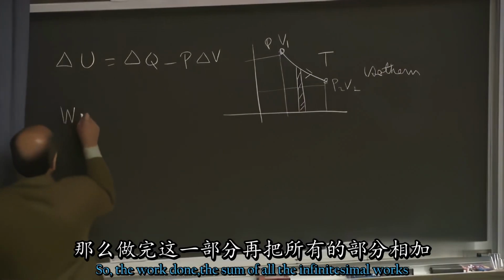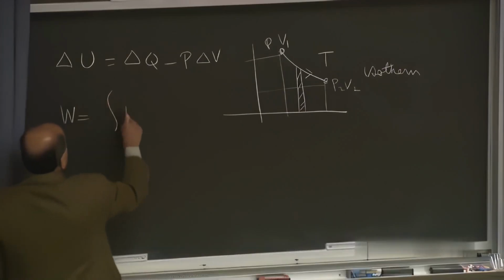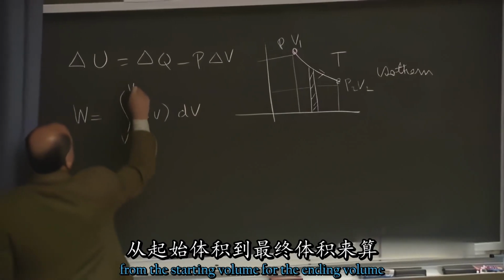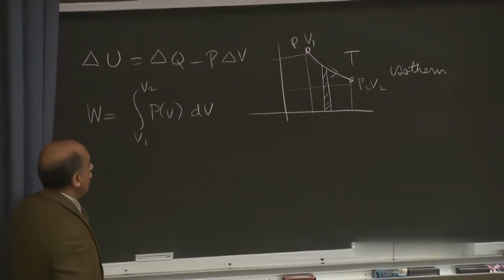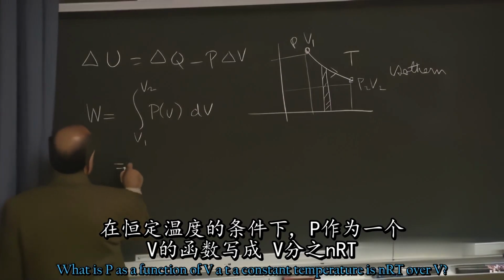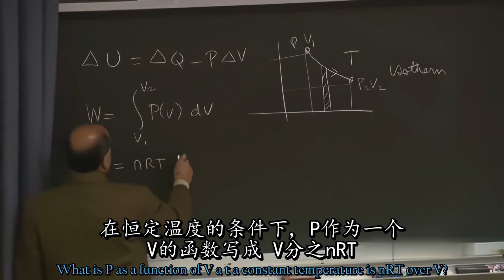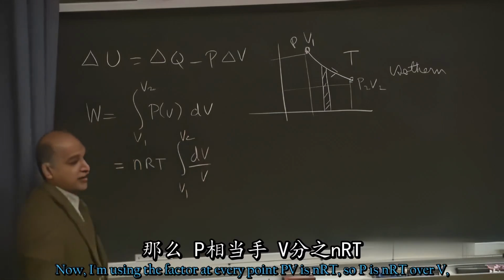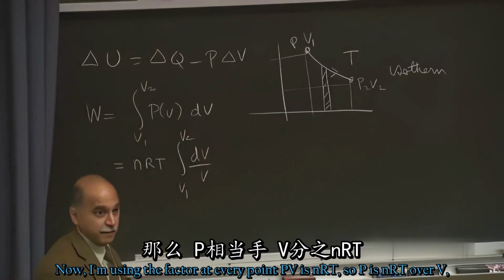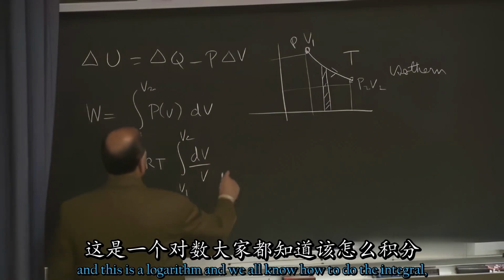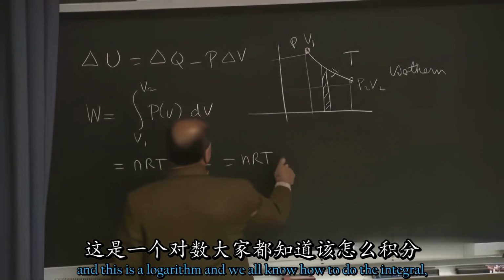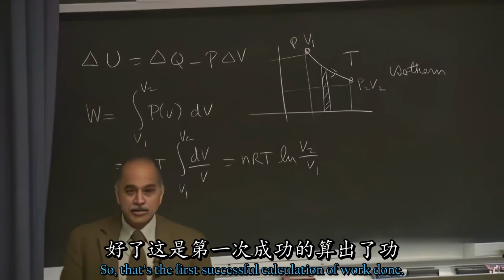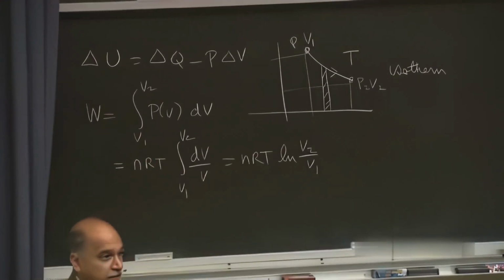So the work done, the sum of all the infinitesimal works, is the pressure as a function of volume times dV from the starting volume to the ending volume. What is P as a function of V at constant temperature? It is nRT over V. Now I'm using the fact that at every point PV is nRT. So P is nRT over V, and this is a logarithm, and we all know how to do the integral. It is log of the upper limit minus log of the lower limit. So that's our first successful calculation of work done.